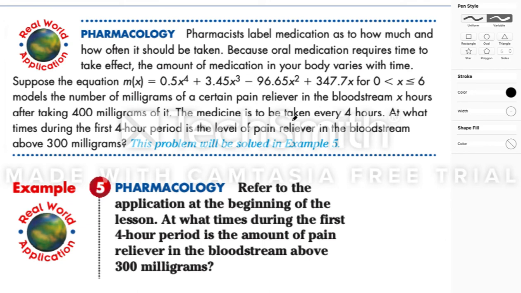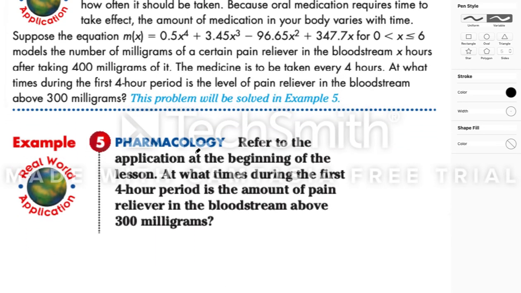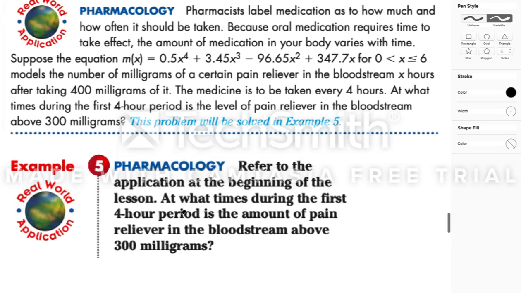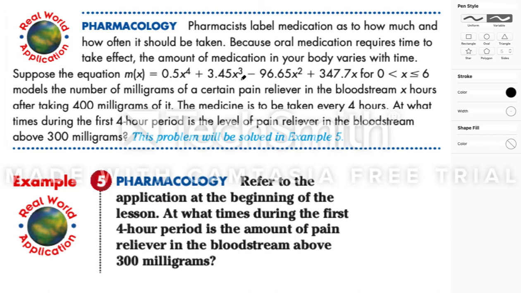The medicine is to be taken every 4 hours. At what time during the first 4-hour period is the level of pain reliever in the bloodstream above 300 milligrams? All right, so that's really the question we're approaching here in example 5. So the first thing we want to do is figure out what this thing looks like.